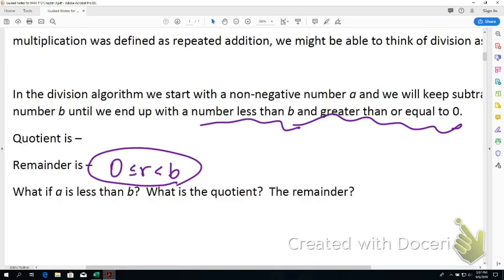So what about if a is less than b? Well, if a is less than b, if I subtract b, I can't do that because I'll get a negative value. So the quotient in this case would be 0, and the remainder would just be what a is. So if a is positive and a is less than b, the quotient is 0 and the remainder is a. Don't forget this.